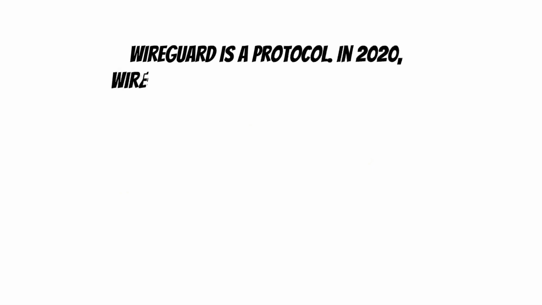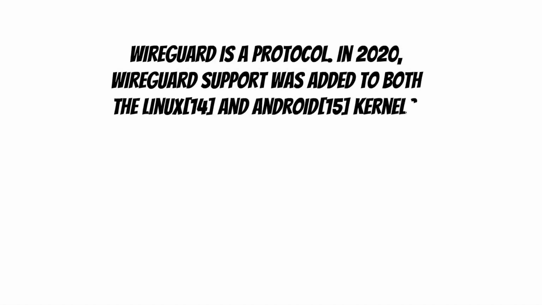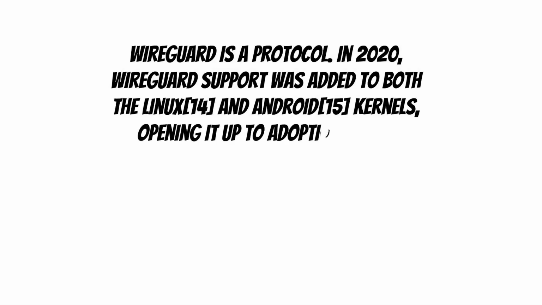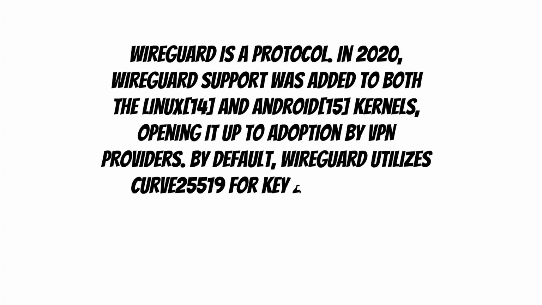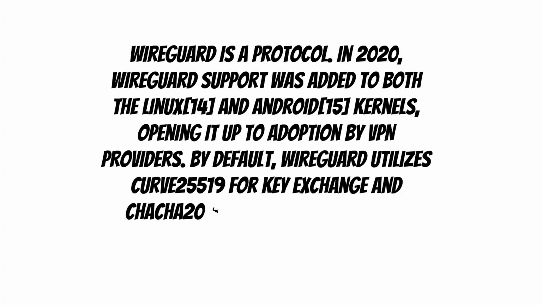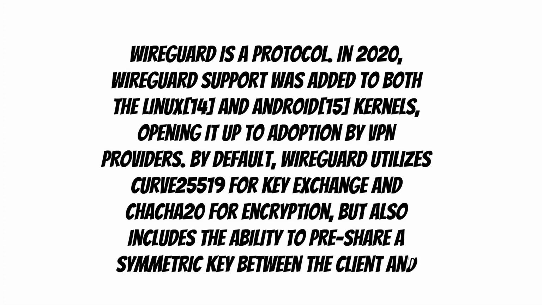WireGuard is a protocol. In 2020, WireGuard support was added to both the Linux and Android kernels, opening it up to adoption by VPN providers. By default, WireGuard utilizes Curve25519 for key exchange and ChaCha20 for encryption, but also includes the ability to pre-share a symmetric key between the client and server.